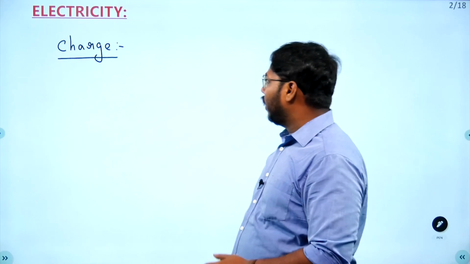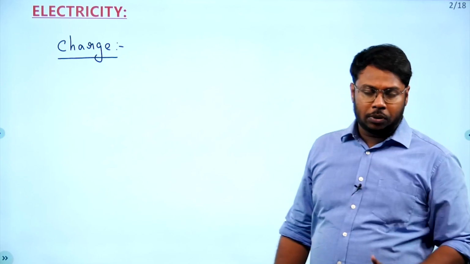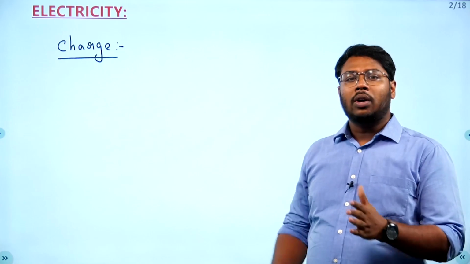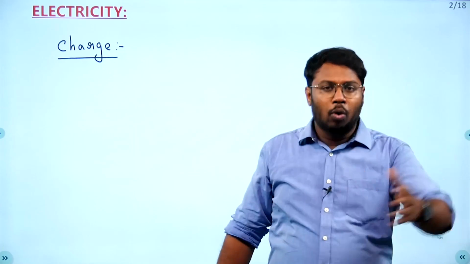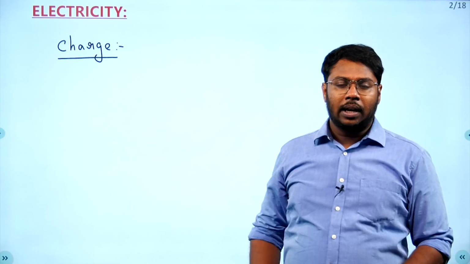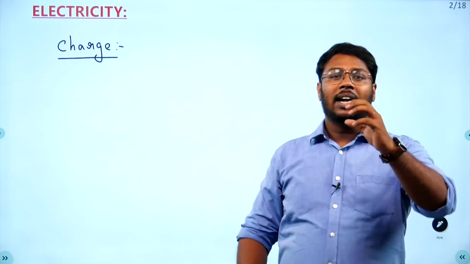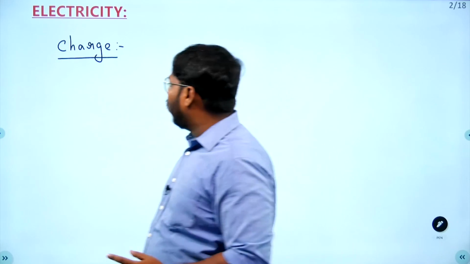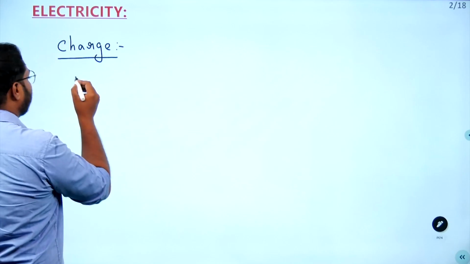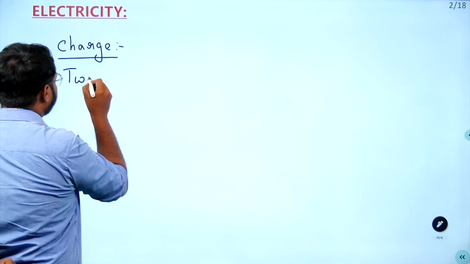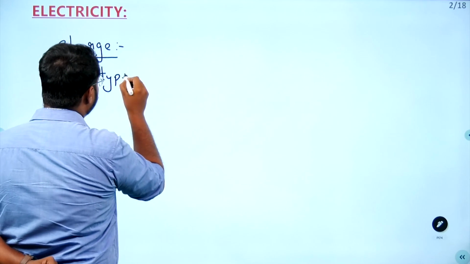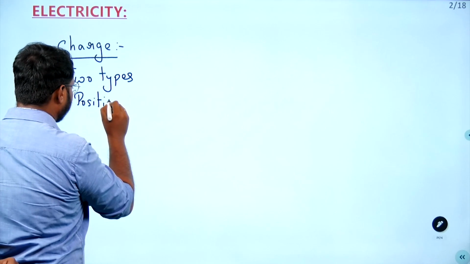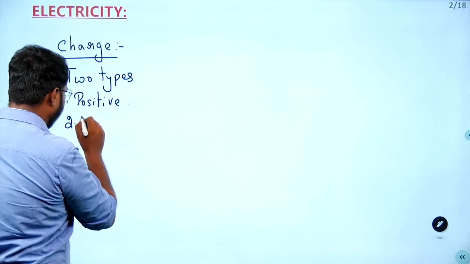So the charge is of two types. One is positive and the other one is negative. If these charges move from one place to another in a well defined path, that is when we get electricity. So to begin with, we will talk about the charge. As I have already said, there are two types. One is positive, the second one is negative.